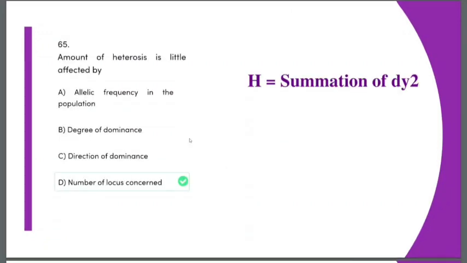65th is: amount of heterosis is little affected by allelic frequency in the population, degree of dominance, direction of dominance, number of loci concerned. D is the correct answer. So heterosis is equal to summation of dy square. So number of loci concerned.